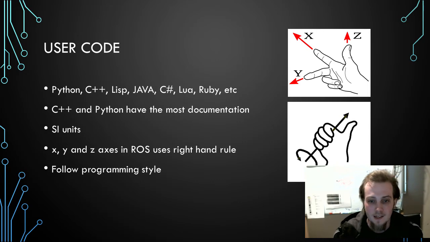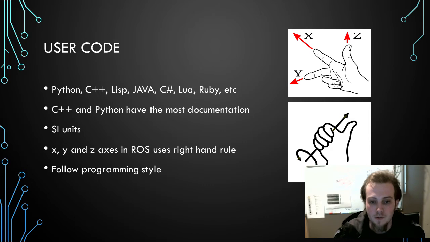The next thing with your code is it must follow the right-hand rule for your X, Y, and Z coordinates. And you can see this on the slides here. Meaning, using your right hand, as shown, gives the positive direction on all the axes. So the positive direction for the X, the Y, and the Z.